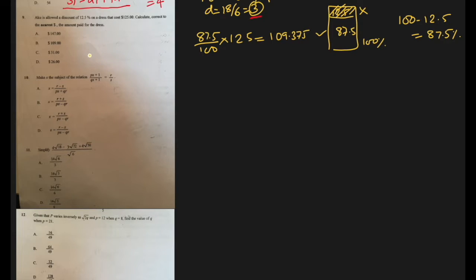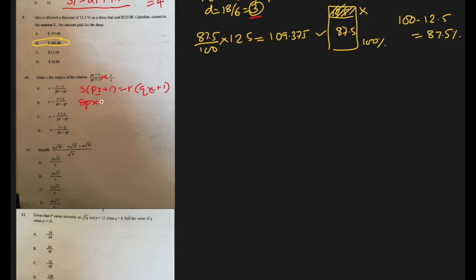I'm getting 109.375, and they said nearest dollar. Nearest dollar is 109. Question number 10. Make X the subject of the relation. Whenever you have such a situation, you should first cross multiply and try to bring these x's together. So let me do that. It becomes S multiplied by Px plus 1 equals R times Qx plus 1, just like what we did in one of the previous questions. But the purpose is to bring these x's together, then only we can make x the subject.